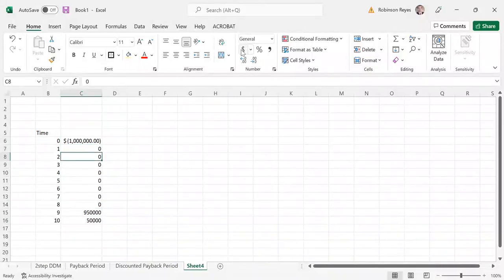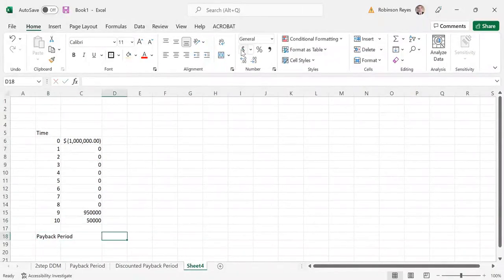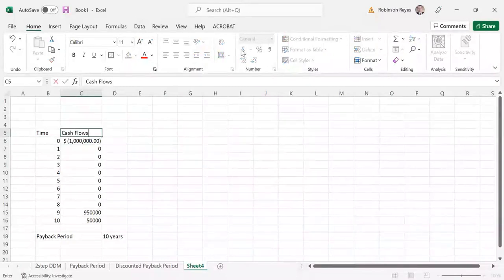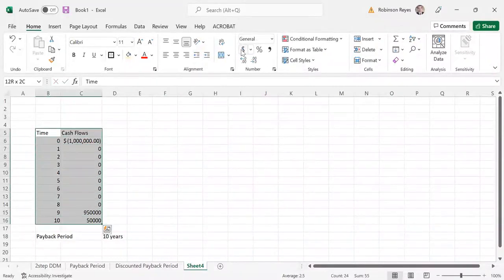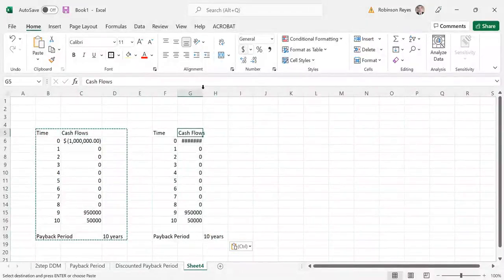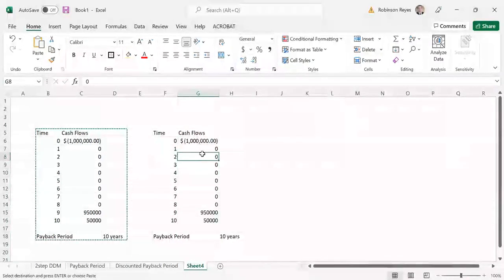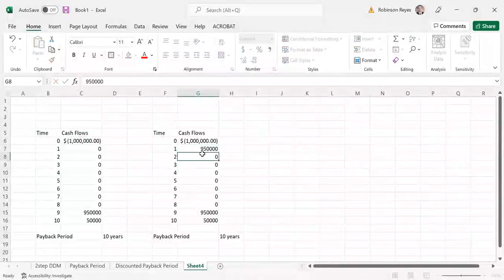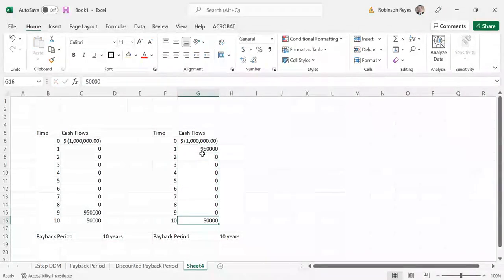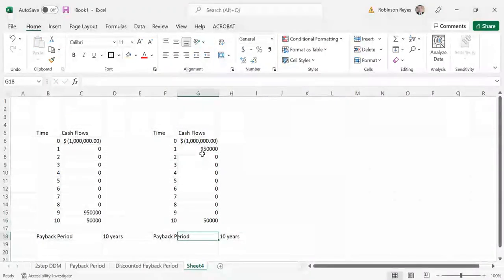Now, this project will have a regular payback period of 10 years. In turn, if we have another project which looks like this, we invest $1 million too, but then the very first year, we get 950, and then it's 0, 0, 0, 0, and then in year 10, we get the remaining $50,000. The payback period is 10 years.